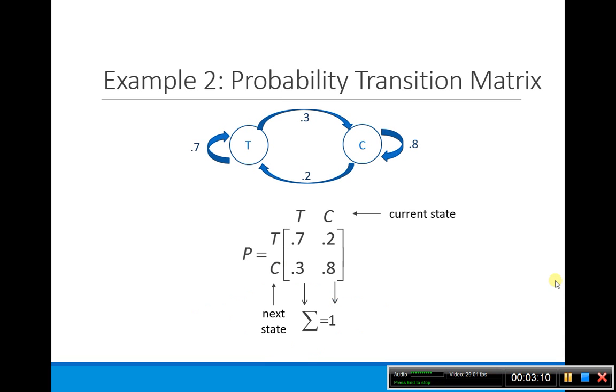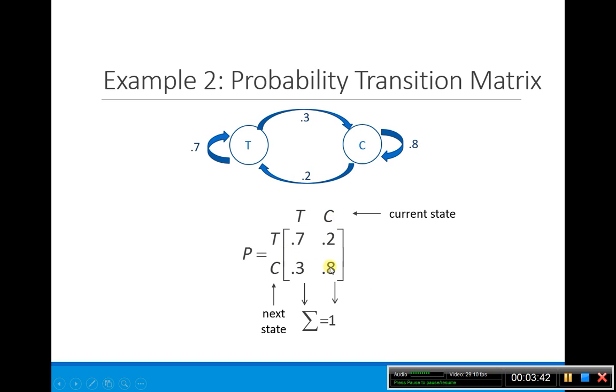Okay, so what's the transition matrix? Remember what we did last time. We have the current state as our columns and the next state as our rows. So what's the probability that if you're drinking tea, you go to tea the next time? That's 70%. What's the probability that if you're drinking tea, you switch to coffee? Tea to coffee, that's 30%. Now if you start at coffee, what's the probability you're going to switch to tea? Coffee to tea, that's 20%. And coffee to coffee, that's 80%.